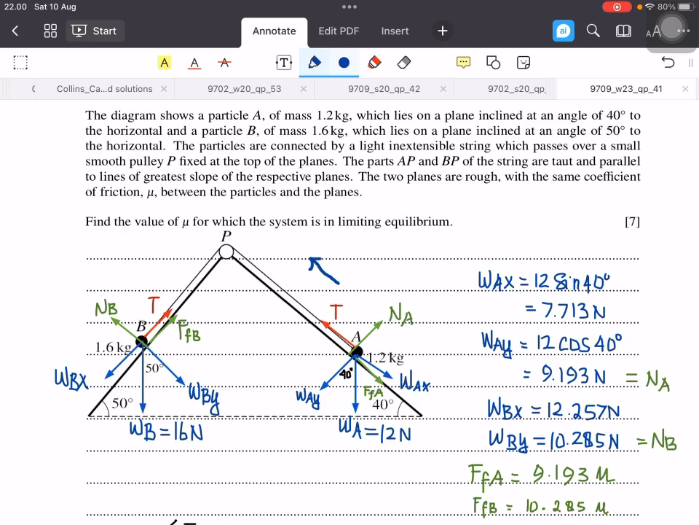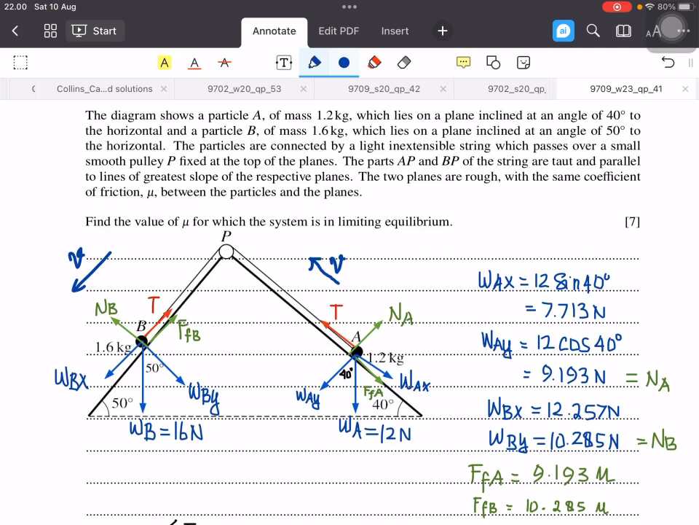The two reasons why particle A moves up: one, because particle B is heavier than particle A. The other is that the slope on which particle B lies is steeper. So we are sure that particle A will move up and particle B will move down. That's why the friction force on particle B is up the plane. Remember that friction force always opposes the motion.